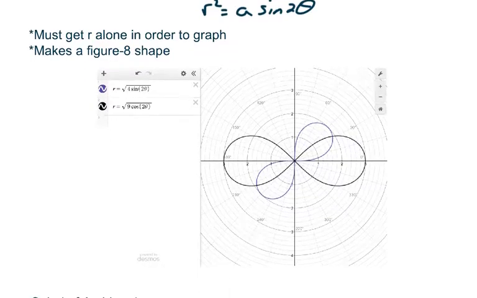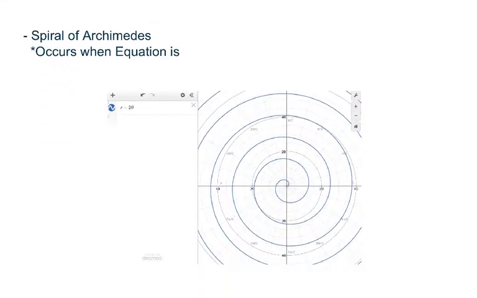I've got a couple of pictures here of what lemniscates are. It kind of looks like an airplane propeller almost, or like a figure eight or an infinity symbol, anything like that. The purple one is if you have sine. Sine is going to be a little more diagonally based. Cosine will be more horizontally based. Those are lemniscates.